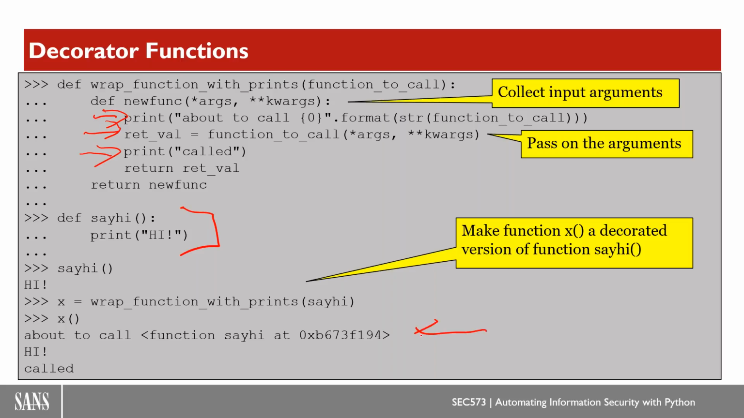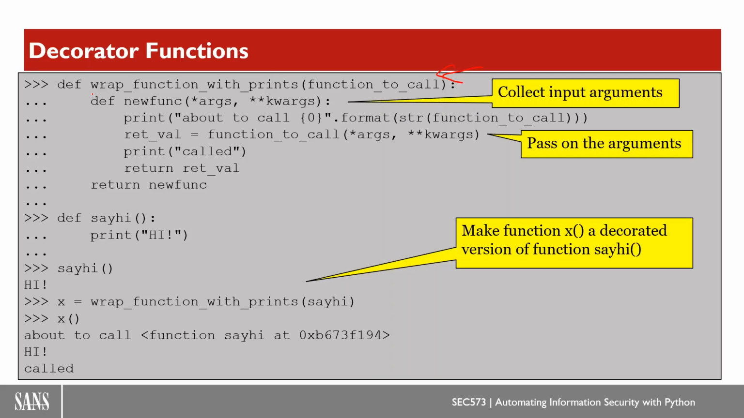Here you can see the output of what it's going to do. I'm about to call a function, and then it'll call the function and let it execute, and then it will just print the word called. So I want those 3 steps to occur. So I'm going to create a wrapper. Here I'm going to create a function, wrap function with prints. And this is going to take in as its one argument the function that I want to decorate. So I'm going to call this function to call, whatever I pass in.